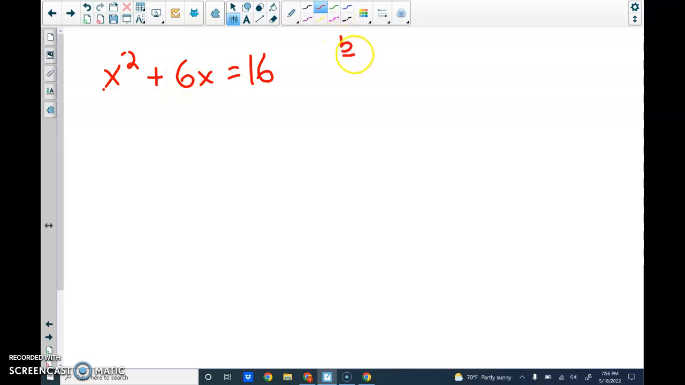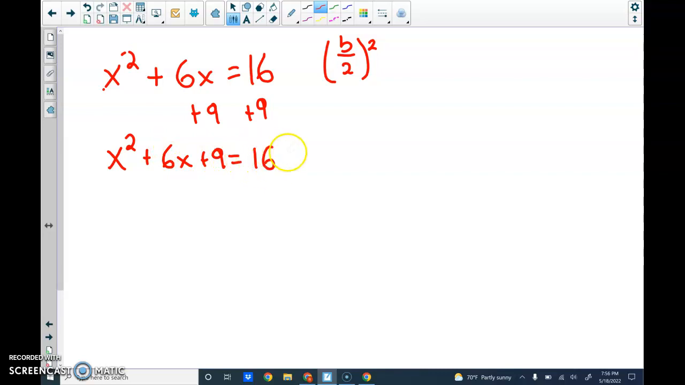So remember, b divided by 2 squared. So b, in this case, is 6. 6 divided by 2 is 3. 3 squared is 9. So what I'm going to end up doing is adding 9 to both sides. So now that gives me x squared plus 6x plus 9 equals 16 plus 9. So adding 9 to both sides so that my equation is fair and stays the same, I have to do it to both sides.